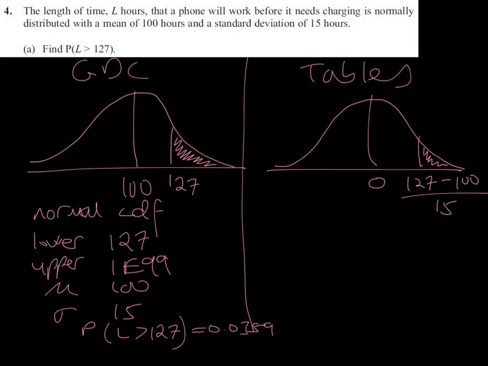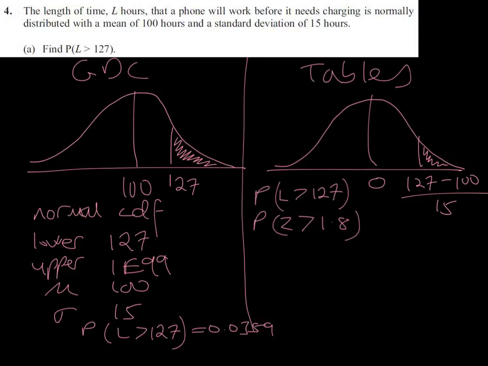The second method that we can use is a little bit more complicated. It's using the tables and standardizing the distribution that we've got here. So at the moment we've got L is normally distributed with a mean of 100 and a standard deviation of 15. So what we need to do here is standardize it. So we're going to take our value of 127, subtract the mean and divide by the standard deviation. This is what we mean by standardizing the value, which will give us this value on the standard normal distribution, and then we can use the values that have been provided for us in the table.